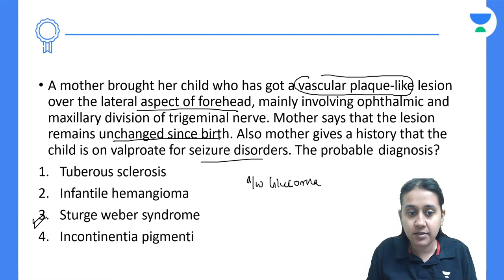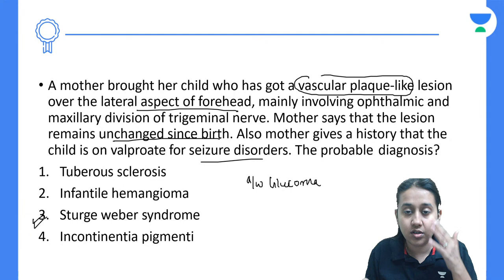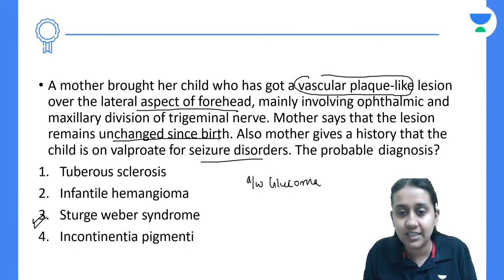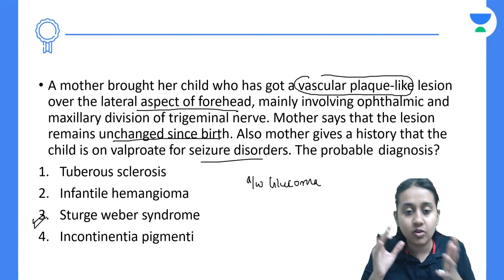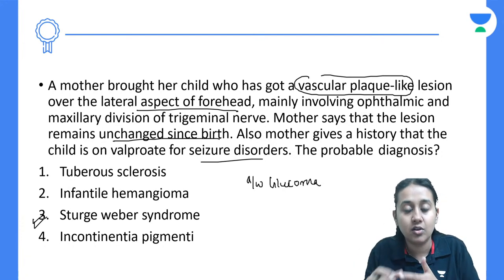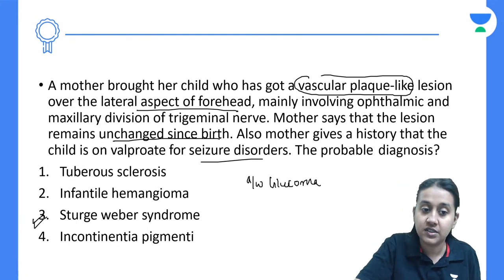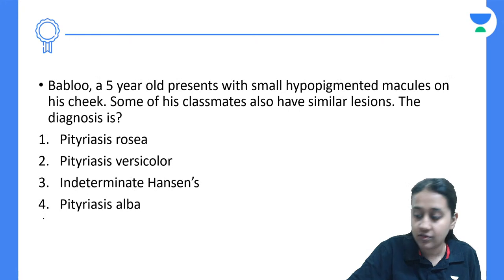Okay, in Sturge-Weber syndrome, you have capillary malformation of the face, which is known as port-wine stain. In addition, you will see unilateral or same side glaucoma features, and these individuals will have a history of presence of seizures. So the answer is option number 3.